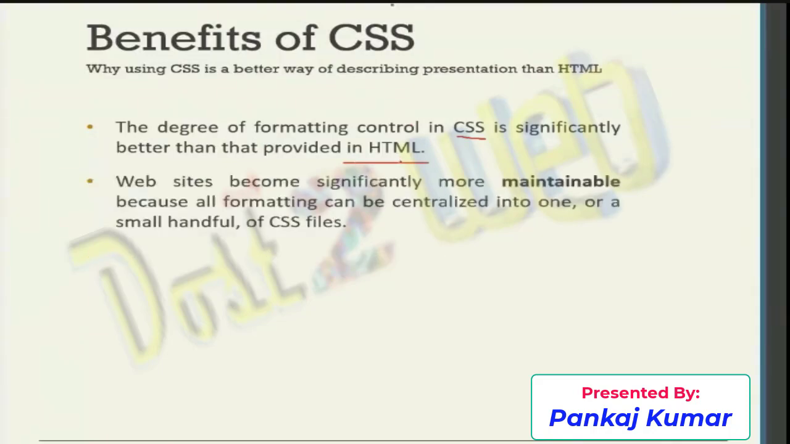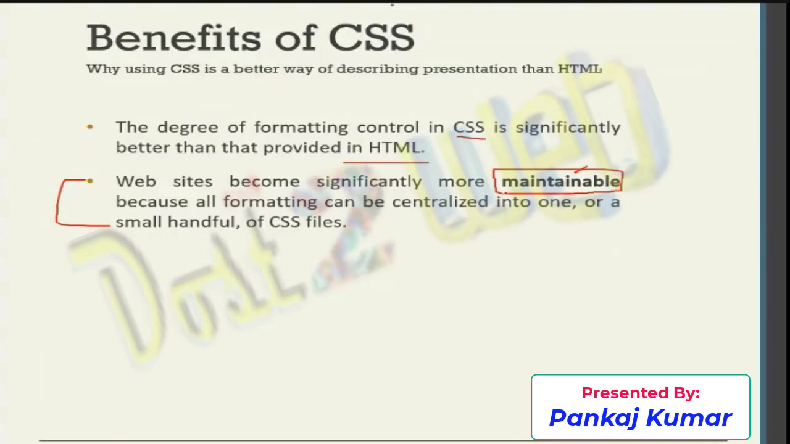Then the website becomes significantly more maintainable because all formatting can be centralized into one or a small handful of CSS files. What is the meaning of this? It is very simple. Whenever you create a website, it's not a one-page website, you may have 100 pages. Suppose I have used some particular text in the entire 100 pages, and I want to change the color on all 100 pages. So what do you have to do?